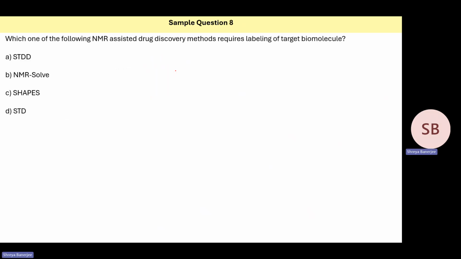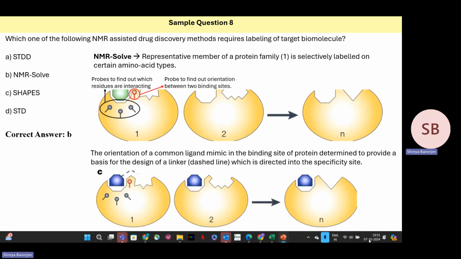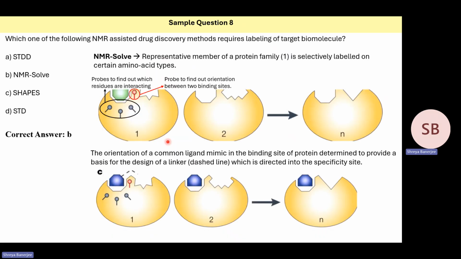Then you have a question. Which of the following NMR assisted drug discovery methods requires labeling of the target biomolecule? So if you remember the technique of SAR by NMR, which we discussed in the previous class, basically when we say protein family, it means all the proteins which have one binding site that is conserved in all members of that protein family, and the second binding site can vary. So what is done in such a protein family, where the first binding site is the same in all the members, the protein is labeled selectively.